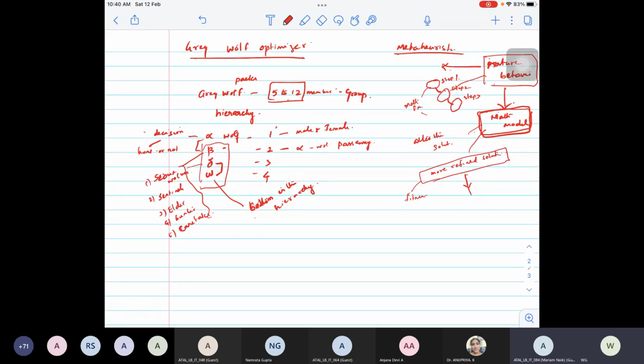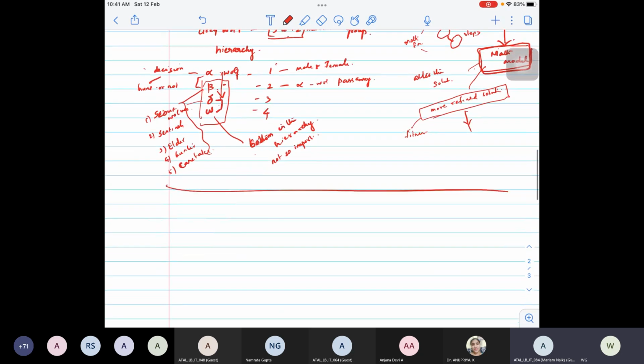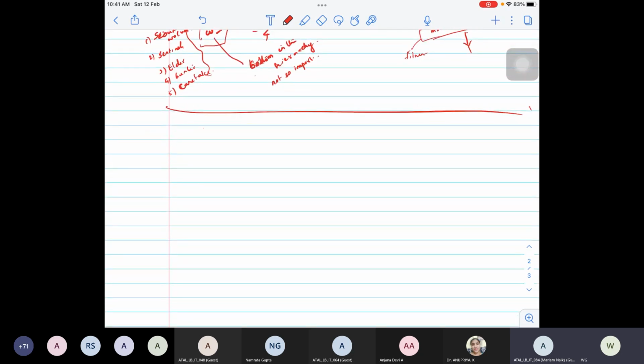Right? So they are not so important. And if there is a hunt, then according to this hierarchy, the alpha, beta, and gamma eat, and finally only the omega wolves will be able to come. Right? So now, in the normal setting, basically you have the solutions.